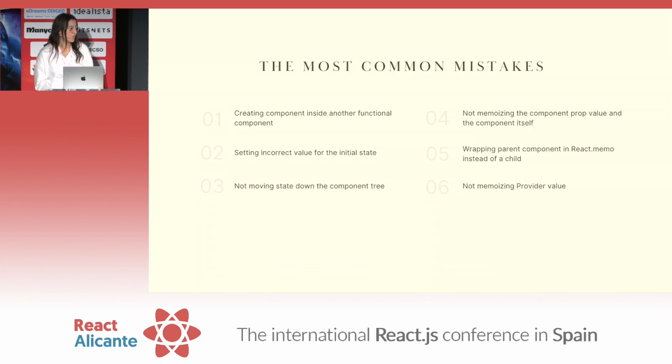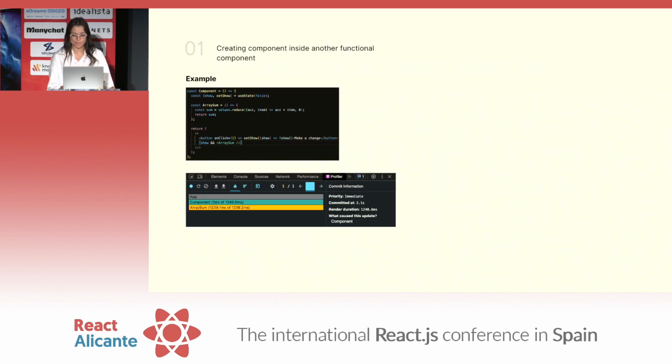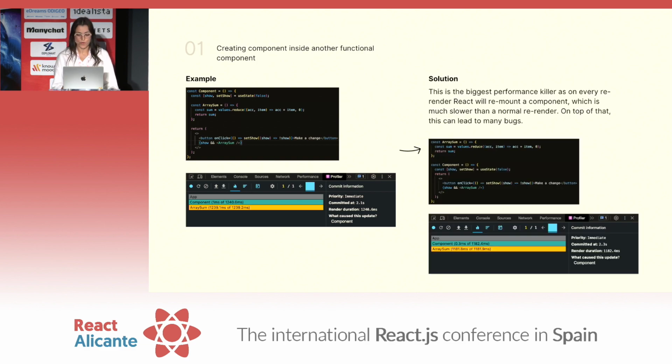So now we'll shift our focus to the most common coding mistakes you have probably encountered while building React apps. We will examine each of them, understand why they're problematic, and explore ways to resolve them. The first one is creating a component inside another functional component. In this example, you can see that the array sum component is inside the component. When we make a change to the component and the component gets recalculated, it needs more time to re-render.